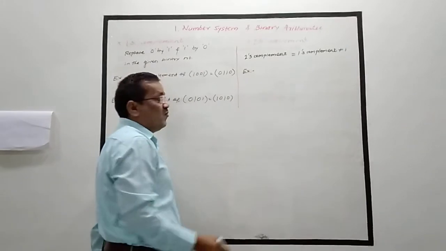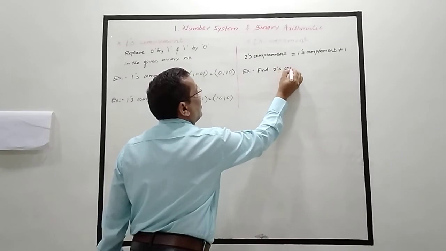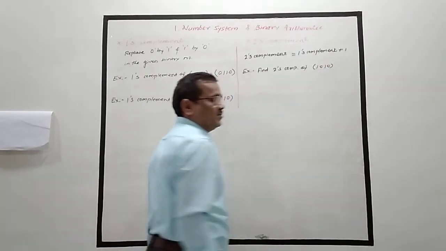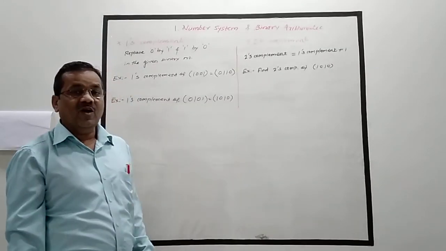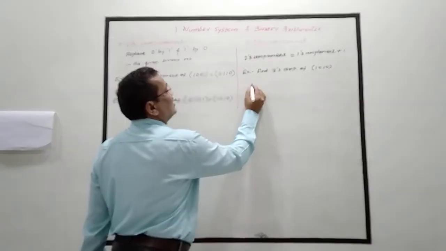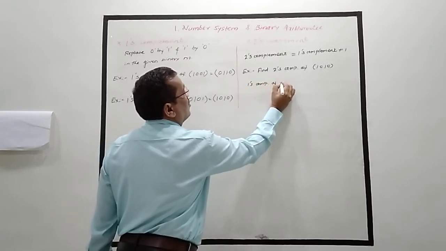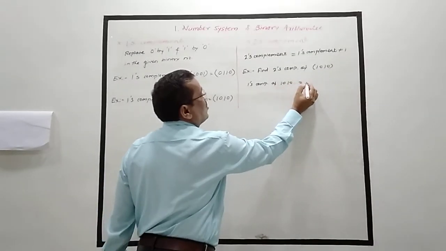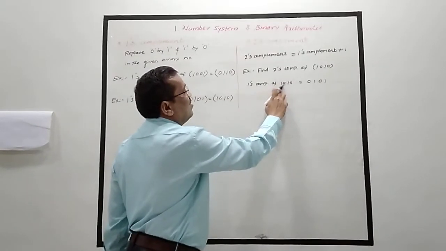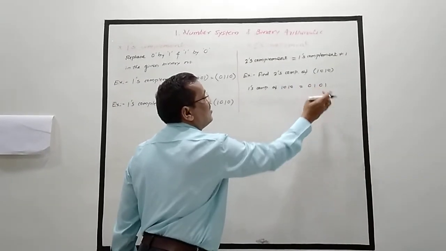Example 1. Find 2's complement of 1010. First of all, find the 1's complement. 1's complement of 1010 will be equal to 0101. Here we replace 1 by 0 and 0 by 1.